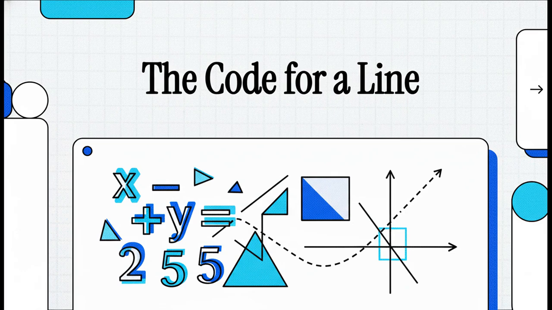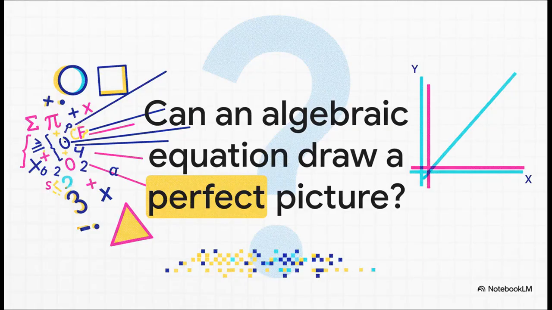Have you ever stopped to think if a string of numbers and letters could actually draw a picture? Well, today we're going to crack the code that connects the world of algebraic equations to the visual world of geometry. And trust me, it's a connection that is way cooler than you might think. So, this is the big question, right? This is the mystery we're going to solve together. Can an equation, just a simple line of symbols, actually hold the blueprint for a perfect shape?